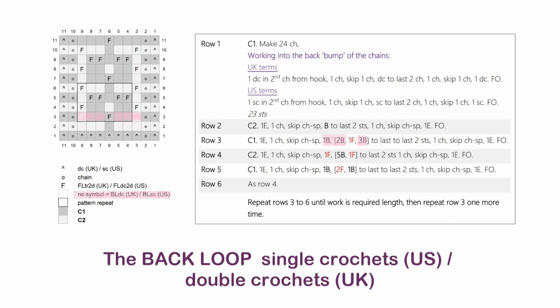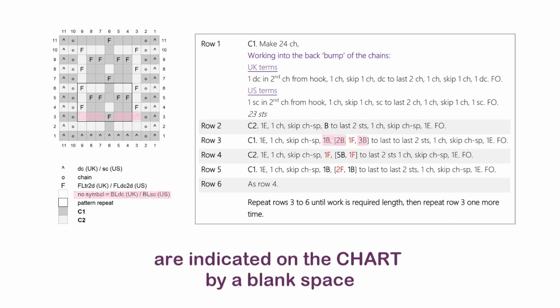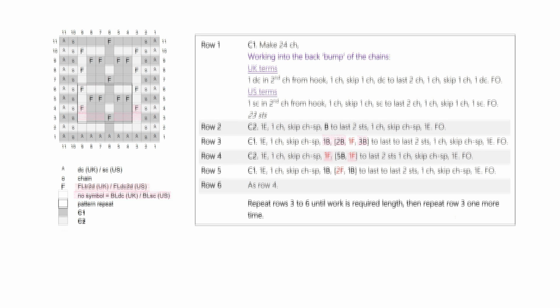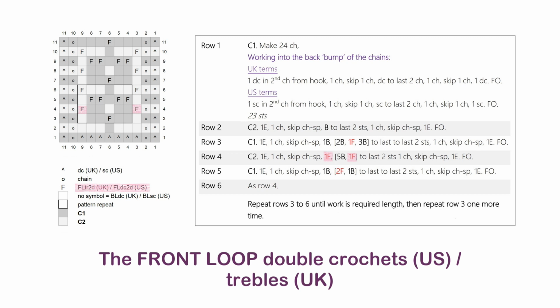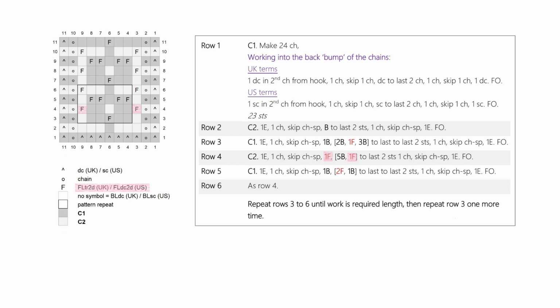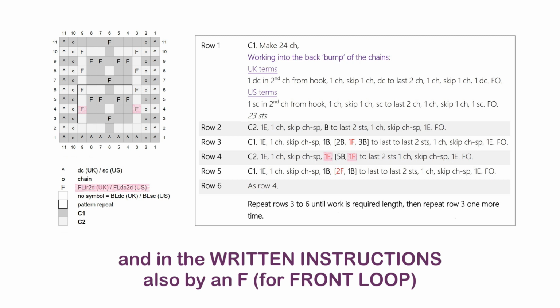The back loop single crochets, US, double crochets UK, are indicated on the chart by a blank space, and in the written instructions by a B, which stands for back loop. The front loop double crochets, US or trebles UK, are indicated on the chart by an F. Some designers will actually use an X for that. And in the written instructions, I also use an F, and that stands for front loop.